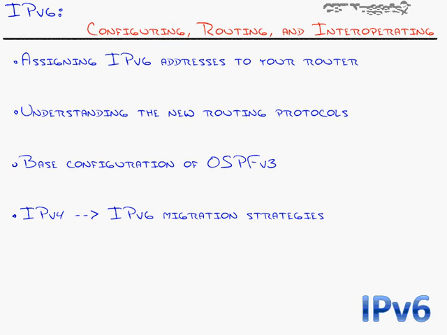So what we did talk about was configuring, routing, and interoperating with IP version 6 and IP version 4. We first saw the configuration of assigning IPv6 addresses to your router, which is the same exact thing as assigning an IP version 4 address. We just have v6 in there and the address is quite a bit longer. We looked at what's new with the new routing protocols and then went through a configuration of OSPF version 3. Now do remember that is the base configuration. We didn't get into summarization and all of that.